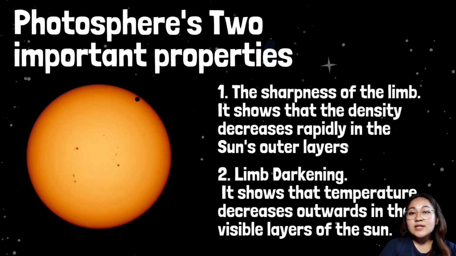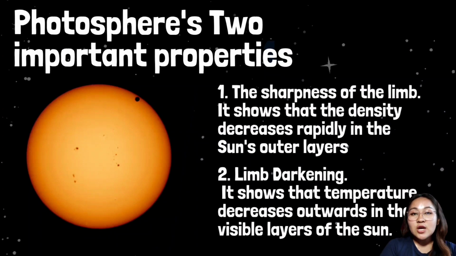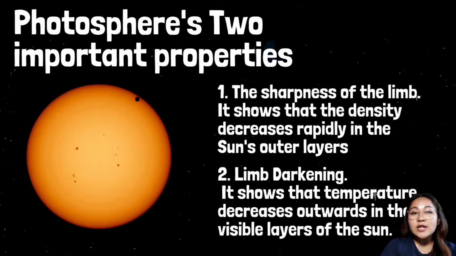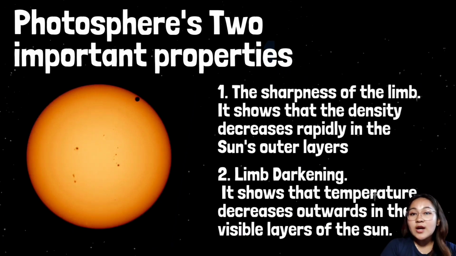That shows that the temperature decreases outward in the visible layers of the Sun. So when we look at the edge, we see the higher and cooler part of the photosphere, which is darker. And when we look at the center, we see the lower and hotter gas in the photosphere, so the center appears relatively bright.